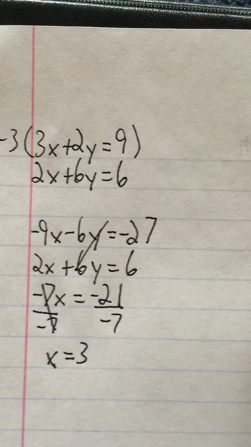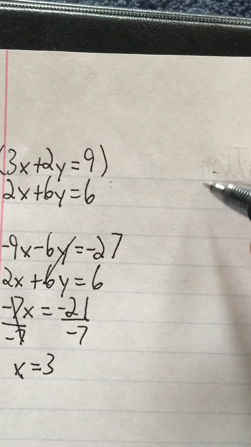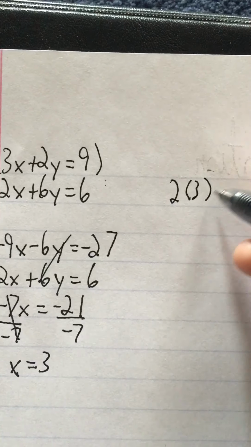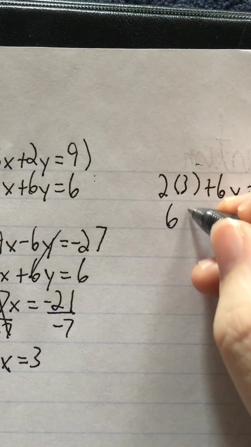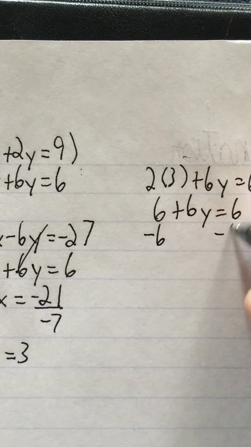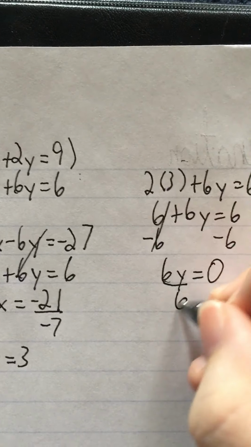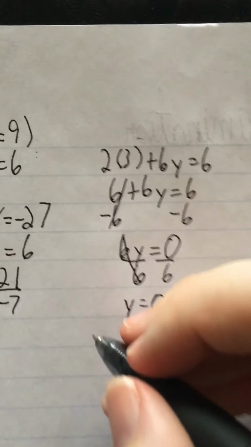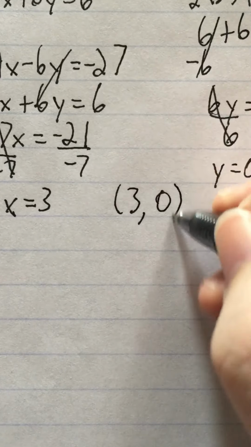Then I plugged that back into our bottom equation here. So I got 2 times 3 plus 6y is equal to 6. And we're left with 6 plus 6y equals 6. Subtract 6 on both sides, and we're left with 6y equals 0. Divide by 6 on both sides, you get y equals 0. So your final answer is (3, 0).